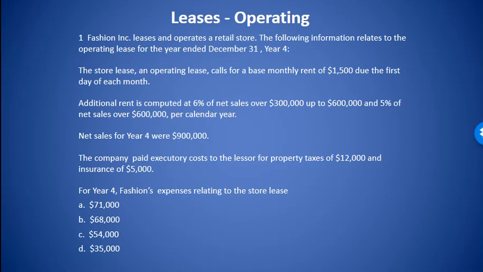The additional rent is computed at 6% of net sales over $300,000 up to $600,000 and 5% of net sales over $600,000 per calendar year. Net sales for the year, in this case, were $900,000 for Fashion Inc. Now, the company paid executory cost to the lessor for property taxes of $12,000 and insurance of $5,000. So the question is, for year number 4, what are Fashion's expenses relating to the store lease?